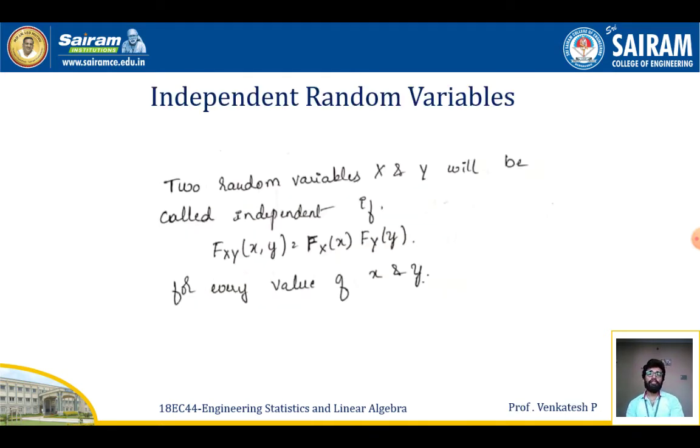So next is independent random variables. In the case of joint distribution, I'm going to deal here with independent random variables. Two random variables capital X and capital Y will be called independent if capital F of x comma y is equal to capital F of x into capital F of y. If this condition is satisfied for all real number values small x and small y, we can call the random variables X and Y independent. That is, capital F of x comma y equals capital F of x into capital F of y. So these will be called independent random variables.